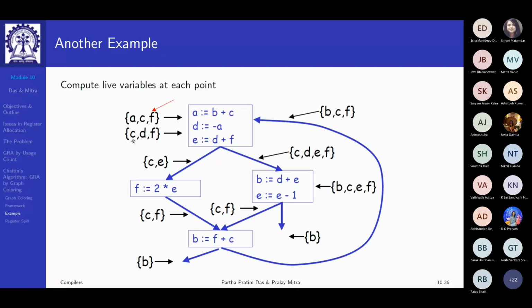After the next statement, A is no more live because A has no further use in the basic block and is not live on exit. F remains live because it still has a use, D remains live, it has a use, and C remains live because it also is live on exit. So C, D, F will remain live because they are live on exit as well. So in this way, the liveness at every point is computed.